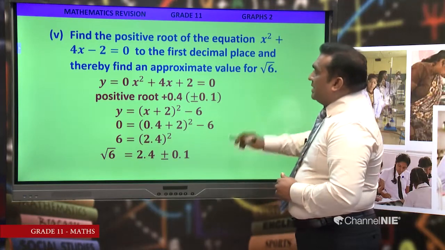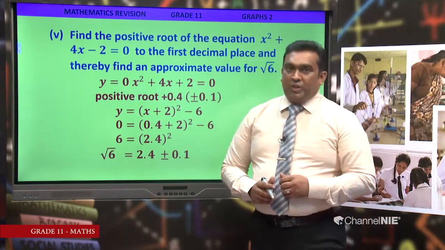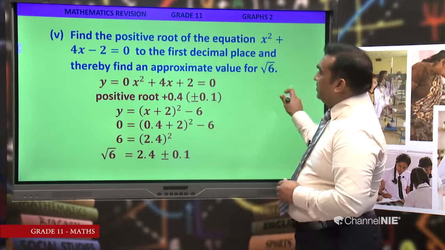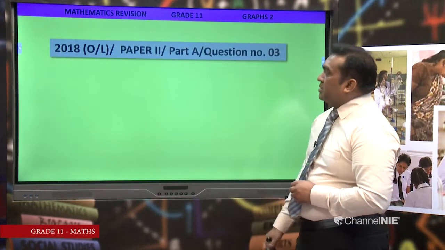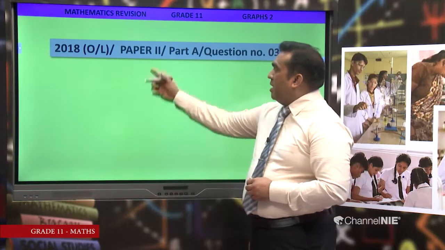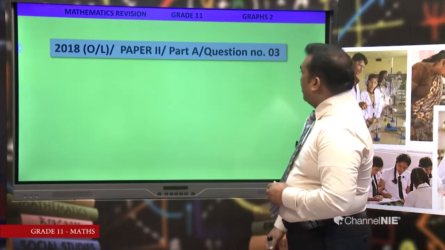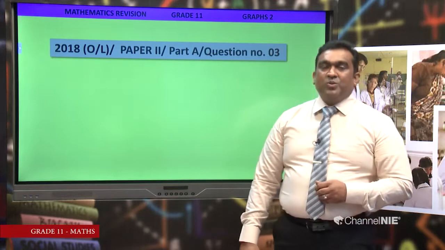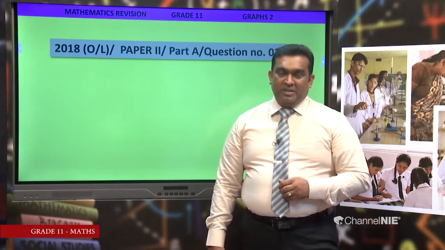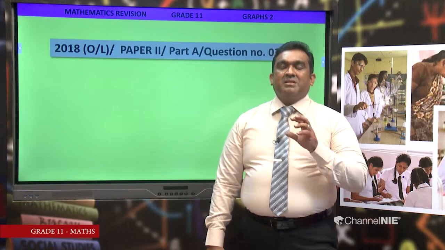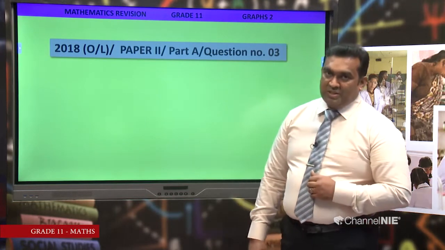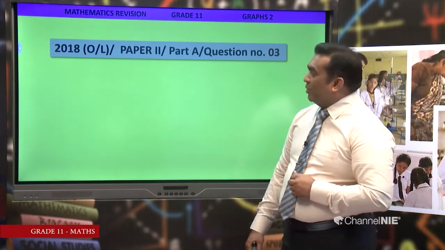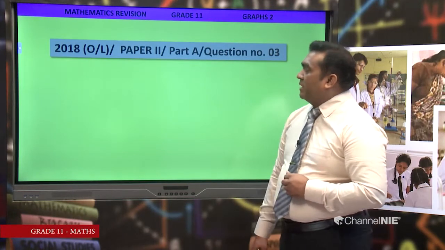Okay, now we can consider our next question. Next one. In the new syllabus 2018 O-Level, paper 2, part A, question number 3. This is your third question. Question number 3 is an essay type question. You will have 10 marks for this question.